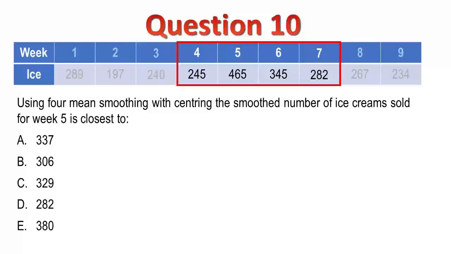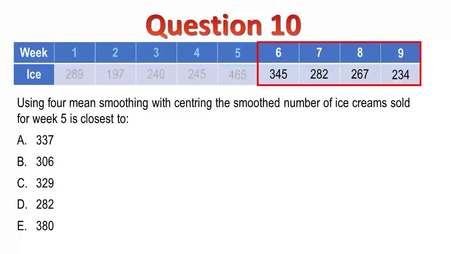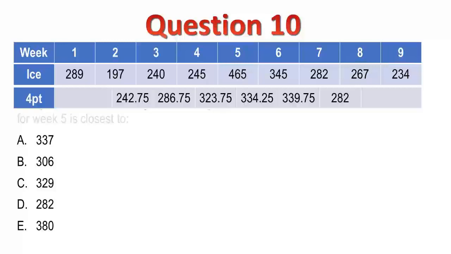The problem as we take those averages is that they don't align perfectly to any middle value. You can see the 242.75 is between week 2 and week 3. So we solve that by taking an average across the corresponding weeks. So let's see how we do that on the calculator.